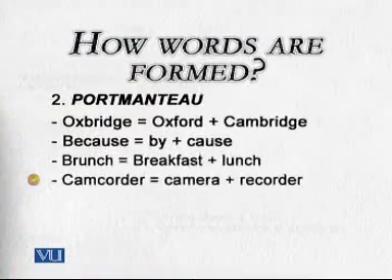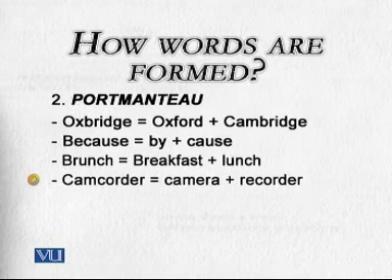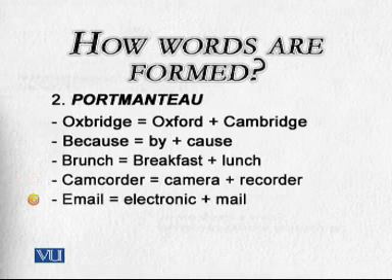In portmanteau, we take portions of words. The word I'm sharing with you is camcorder. From camera we took cam, and from recorder we took corder only. So we combined them into camcorder, a gadget you know. Another example, email, very simple. From electronic and mail, we took portions and combined them to make another portmanteau, email.